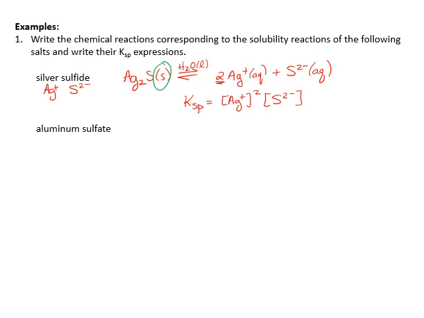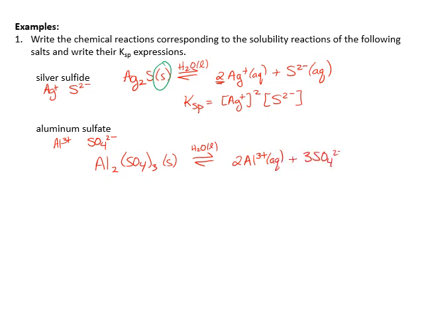What about aluminum sulfate? Aluminum sulfate is an ionic compound. Aluminum will have a +3 charge. Sulfate we know is SO4 2-. So our solid will be Al2(SO4)3. The solubility reaction will show this dissociating into 2 aluminum 3+ ions and 3 sulfate ions. Always remember that you have to show charges on any ionic species.